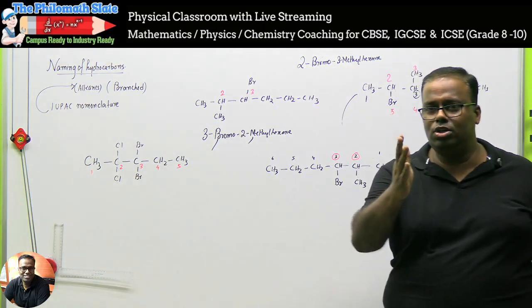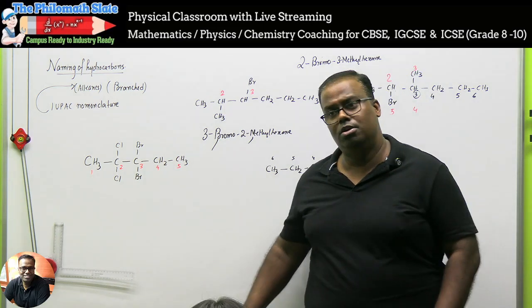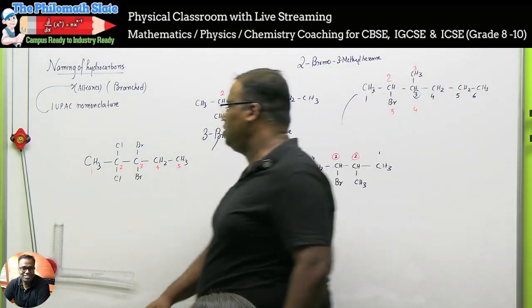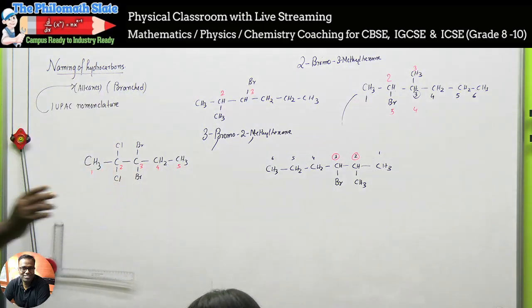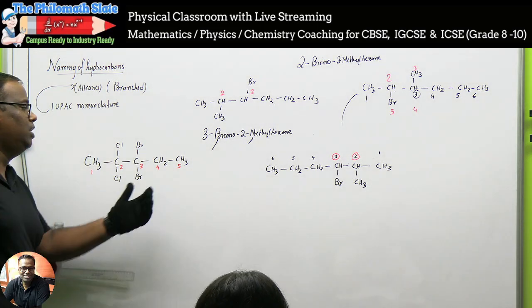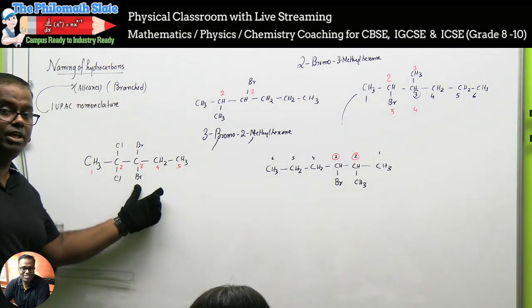तो क्लोरो शुड कम फर्स्ट और ब्रोमो शुड कम फर्स्ट. Bromo should come first. Bromo should come first means bromo's linkage is at, not that way, don't go that way. Bromo should come first means bromo's linkage is at number.